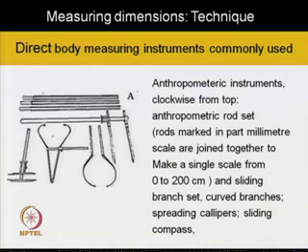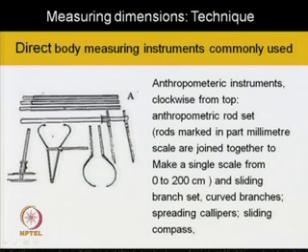Now, the direct body measuring requirements, that is, instruments commonly used, are a set of anthropometric instruments. If we go in the clockwise direction, first, from the top, is the anthropometric rods.